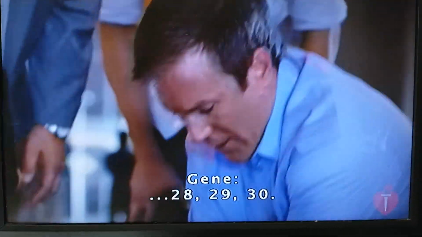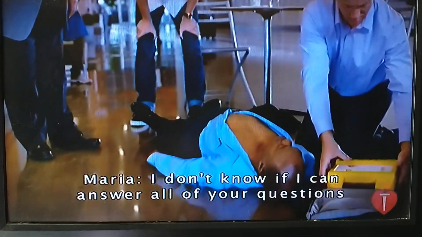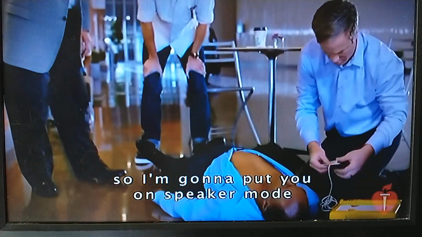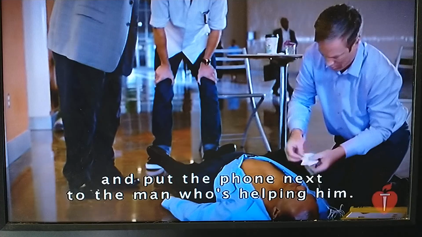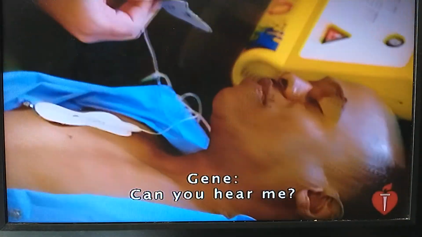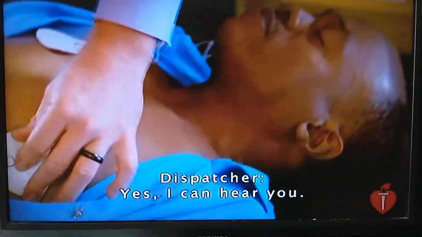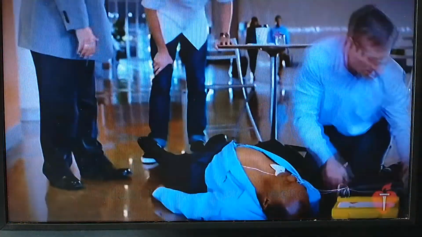28, 29, 30. I got the AED, but I don't know how to use it. I got it. I don't know if I can answer all of your questions, so I'm going to put you on speaker mode and put the phone next to the man who's helping him. This is the dispatcher. Can you hear me? We have an AED. I'm attaching pads now. Yes, I can hear you. Plug in pads connector.